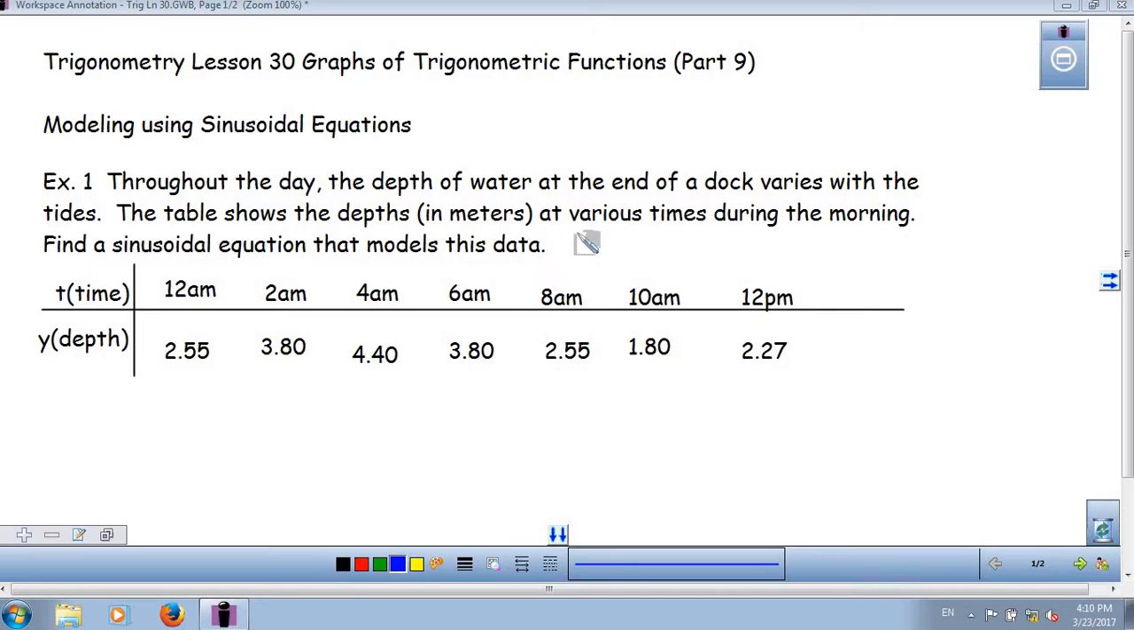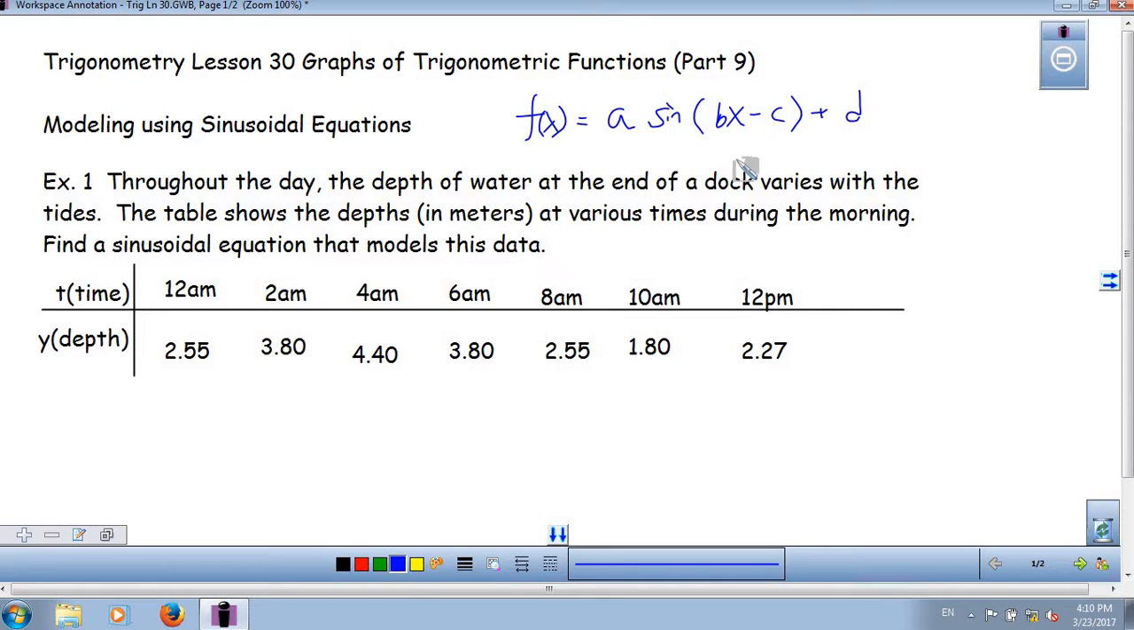Now, the modeling we're going to be looking at today is going to be rough estimates. We're not going to be able to get an exact 100% matching model. To do that, you will need more complicated equations. But right now, if you remember from last classes, our basic equation is a times sine of bx minus c, plus d.